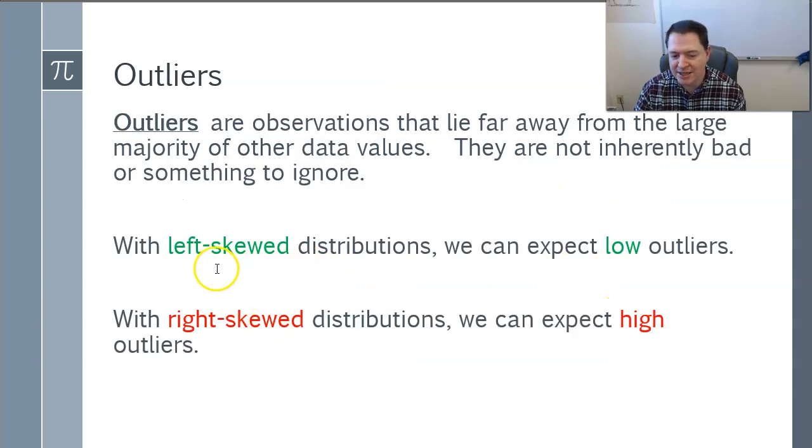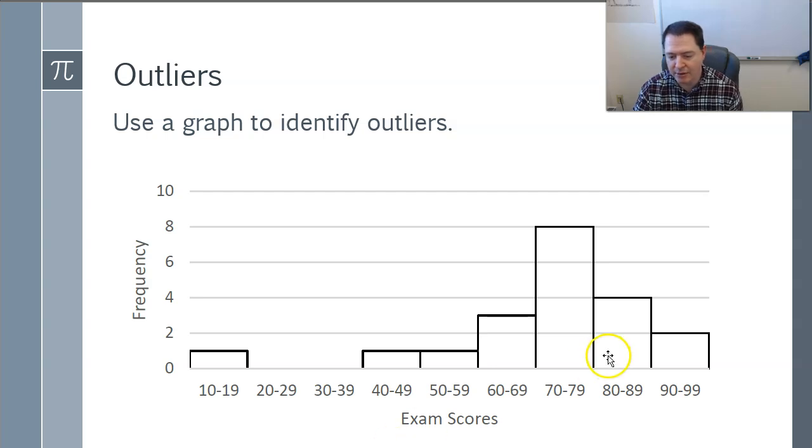So just know these two facts: with left skew distributions, we can expect low outliers. With right skew distributions, we can expect high outliers. These ideas of left skew and right skew are directly tied to outliers.